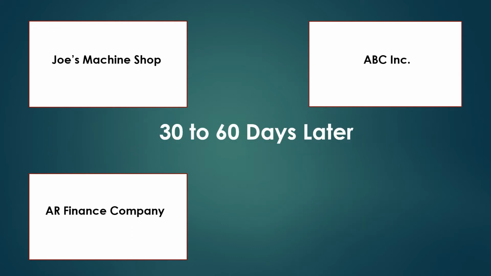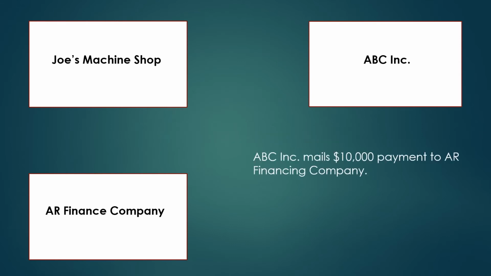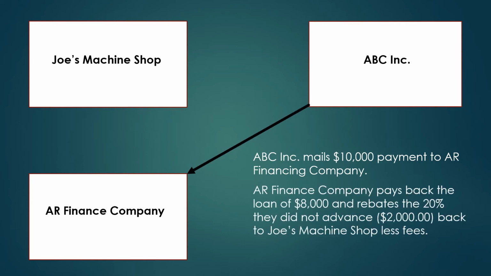30 to 60 days later, ABC Inc. mails $10,000 to the AR Financing Company. Remember, they're still making the check payable to Joe's Machine Shop. The AR Financing Company then pays back the loan of $8,000 that they funded Joe's Machine Shop, and then they rebate the 20% back to Joe's Machine Shop, less their fees.